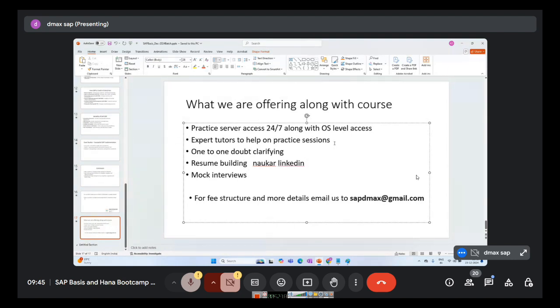Even before that, we are providing mock interviews. Once the interviews are done, you'll understand how much knowledge you have, in which topics you have knowledge and in which you don't. Based on all those things, he'll guide you again in these two kinds of sessions to help you get a job.